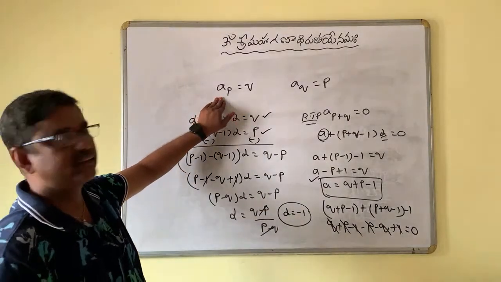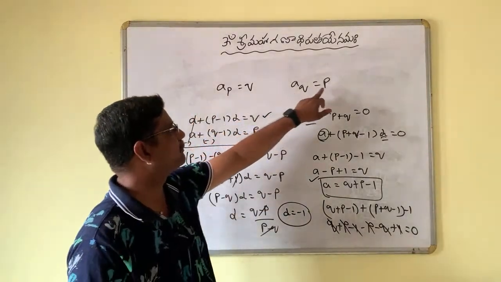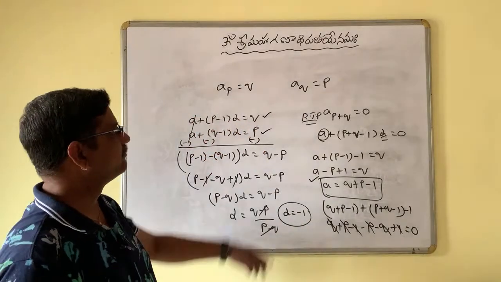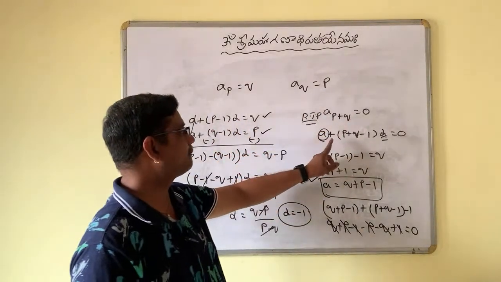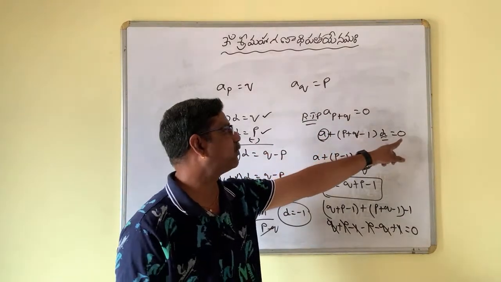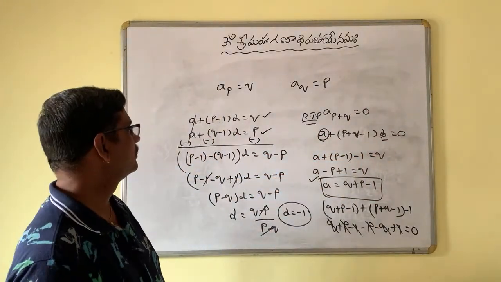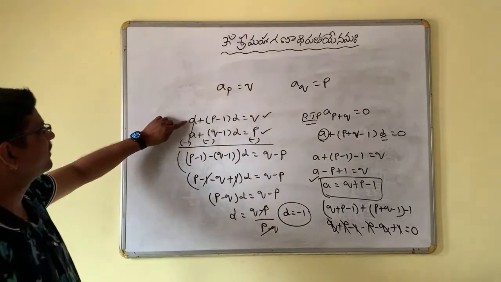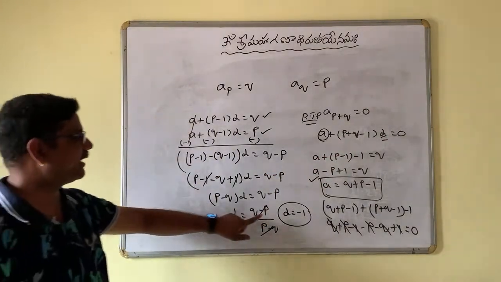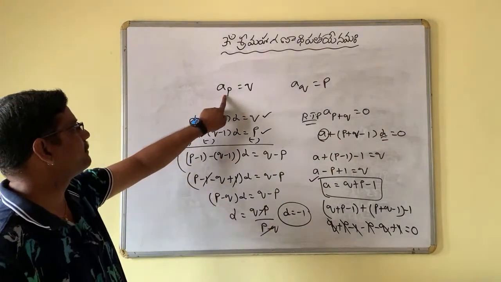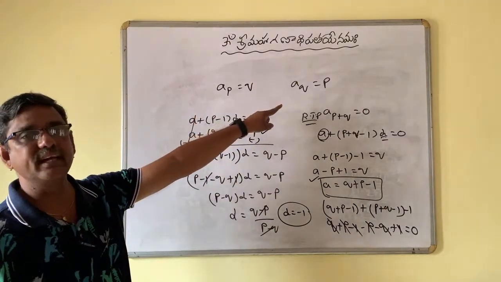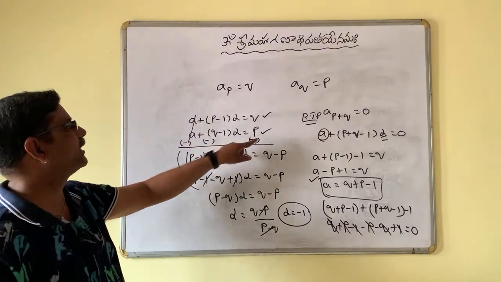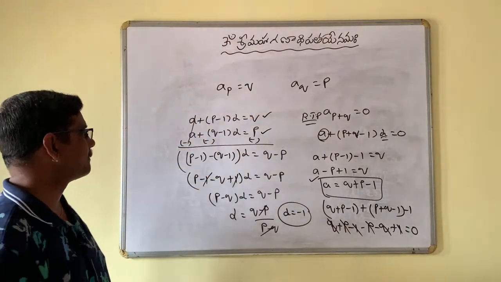Given the pth term is Q and the qth term is P, we need to prove that the (p+q)th term is 0. That means a plus (p+q minus 1) into d is 0. So from the given equations, we need to find the values of a and d. The pth term is a plus (p minus 1) into d, which is Q. The qth term is a plus (q minus 1) into d, which is P.